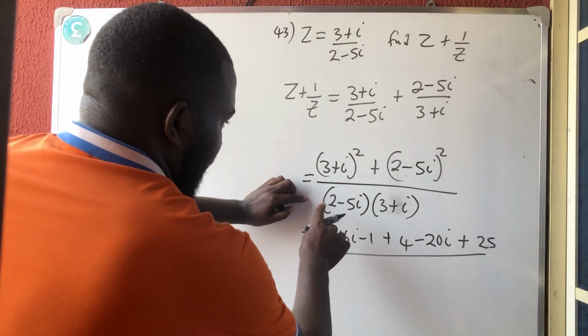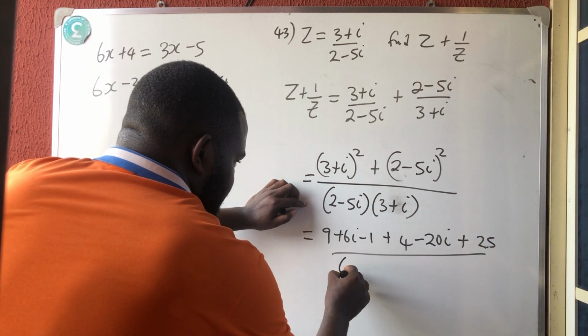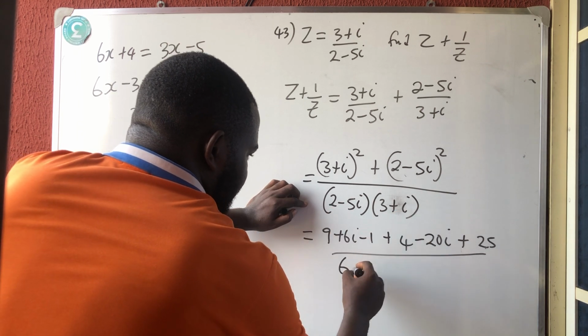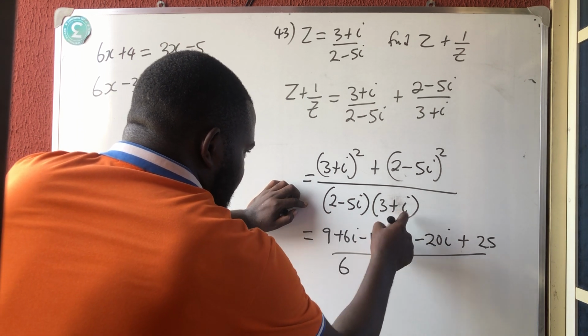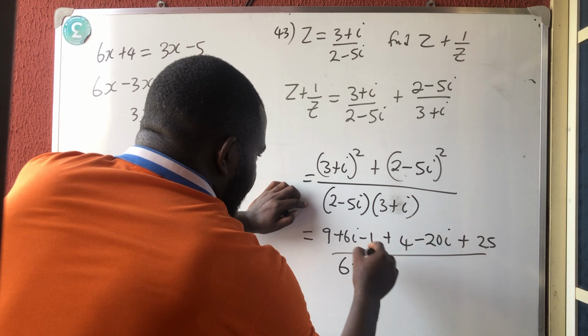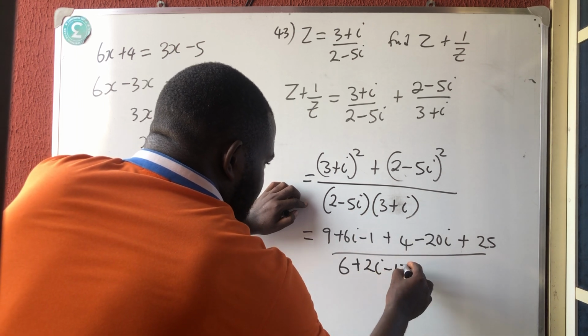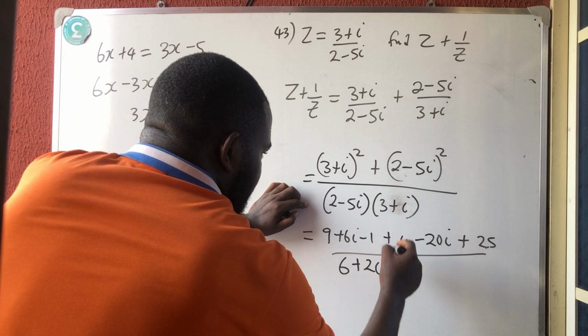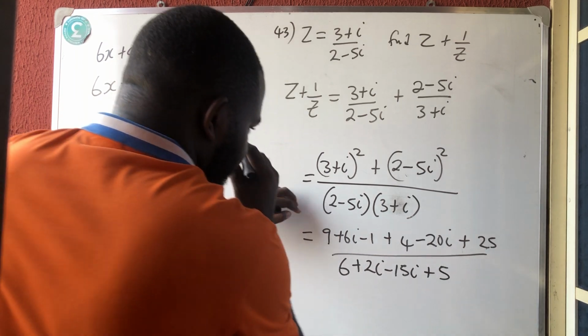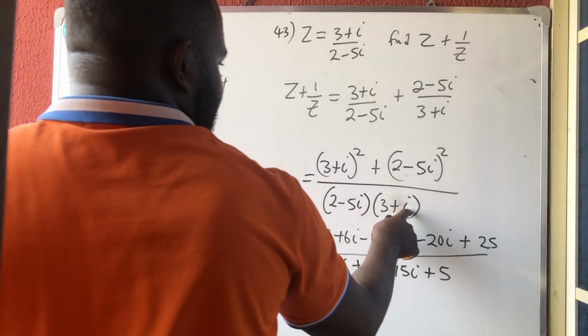So let us clear this one. This times this will give me 6. This times this will give you plus 2i. This times this will give you minus 15i. This times this will give you plus 5, okay, because i times i is minus 1.